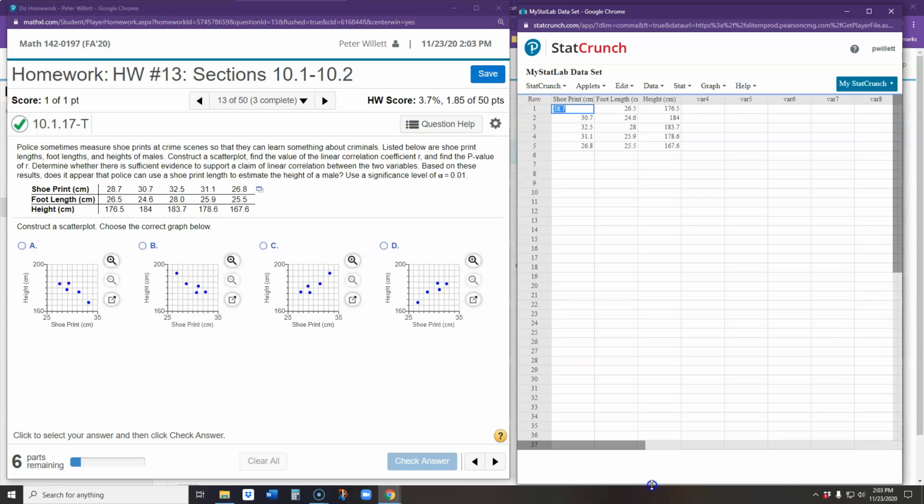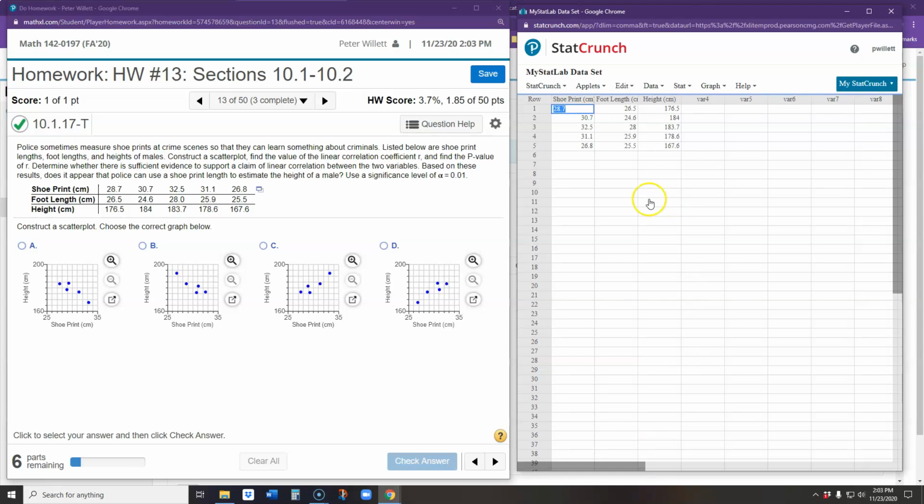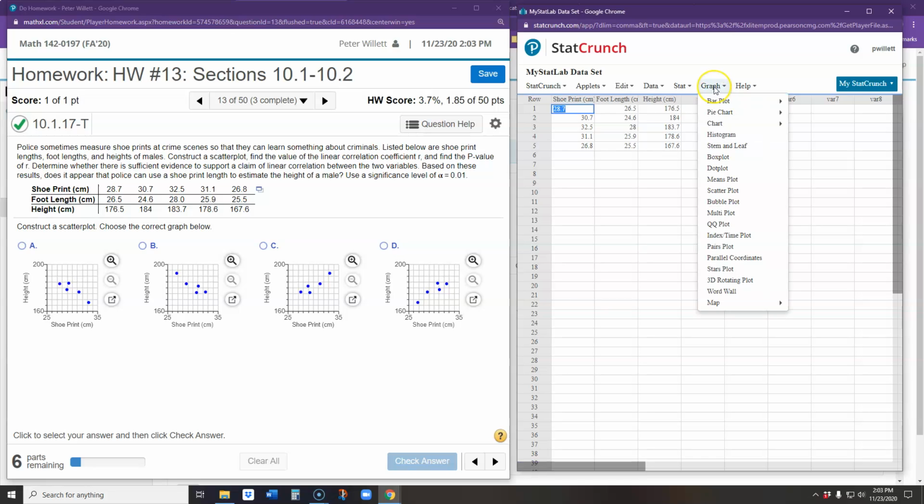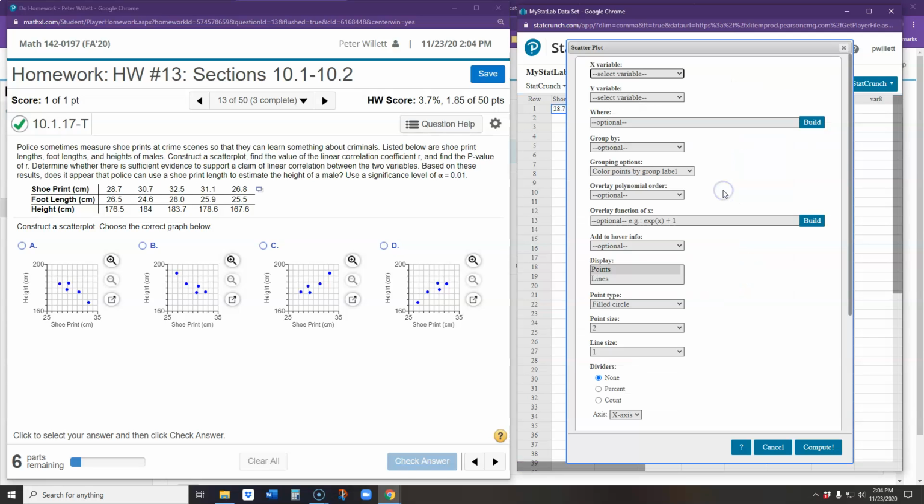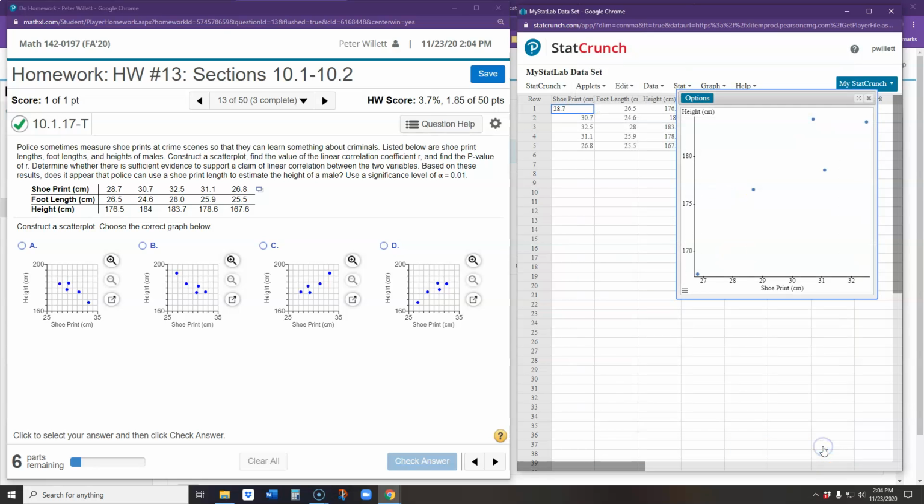And of course, what we'll see is that we have 3 different columns here because there is this foot length column that we don't need, but that's okay, we'll just ignore it. To make a scatter plot, that's a kind of graph. So we would go over to Graph and choose Scatterplot, kind of in the middle of our graph choice list there. So I'm clicking on Scatterplot, and the x-axis is the horizontal one, should be the shoe print, the y will be the height, and we will ignore foot length. And then I'm just going to hit Compute.